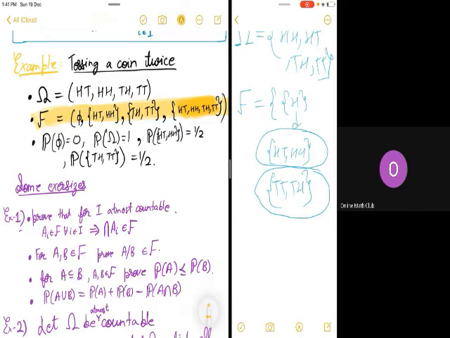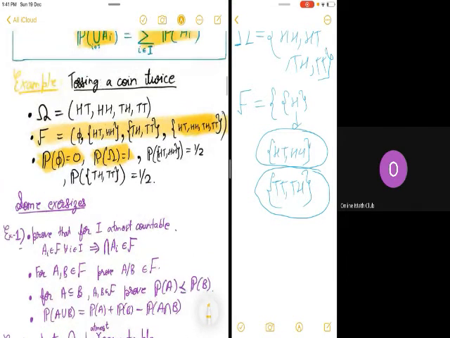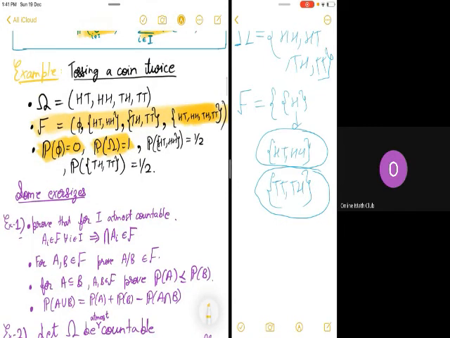Now, we define the probability measure as the probability of single heads to be half, and the probability of single tails to be half. And the probability of the whole set omega to be 1, and the probability of phi to be 0. So this is an example of how we can formalize a coin toss where we only care about the first coin.